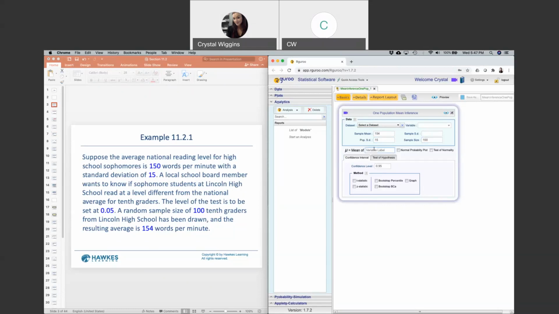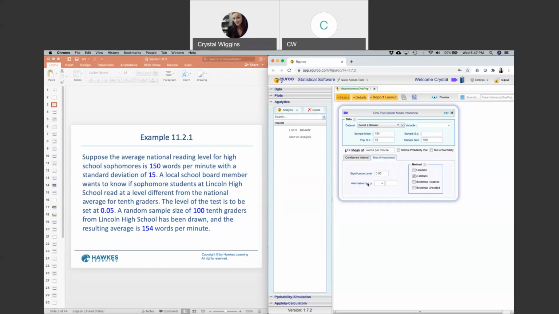Remember, we do have to label the variable. The mean is words per minute. And let's test the hypothesis at a 0.05 alpha level. So notice that there's two tabs here. We were using the confidence interval for the last couple sections, but now we want to make sure we hit the tab of testing the hypothesis.